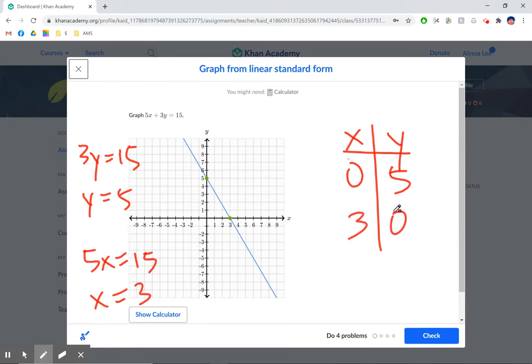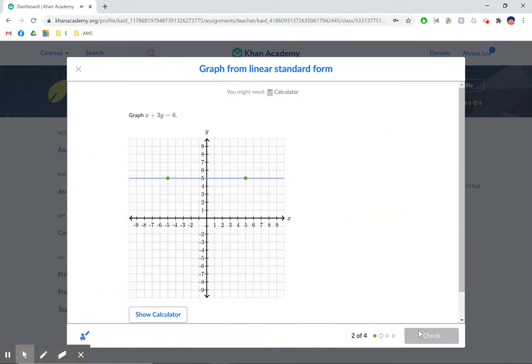I found two nice points using our zeros, using our intercept knowledge, and there's our line. We must go through those two intercepts, okay? So let's check our answer. Boom.